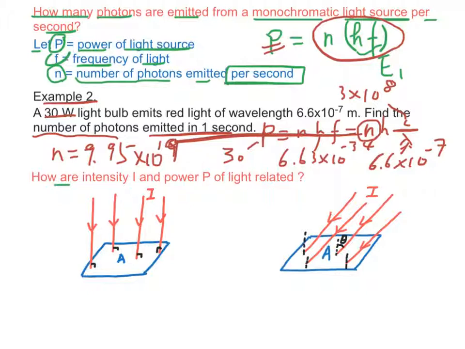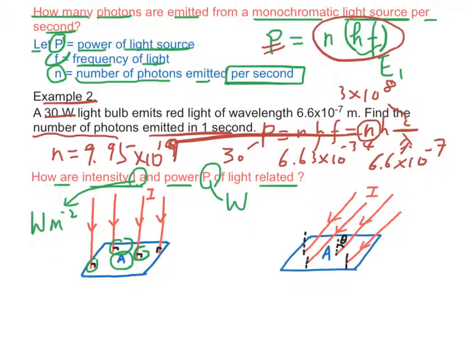How are the intensity of light I and the power of light P related? We know that the unit of intensity is watt per meter squared and the unit of power P is watt. If the light is perpendicular to the surface of area A, then the power of light falling on the surface area A equals the intensity of light I times the surface area A.